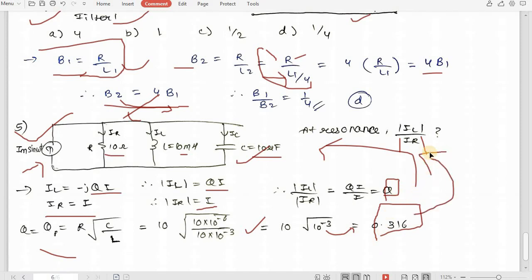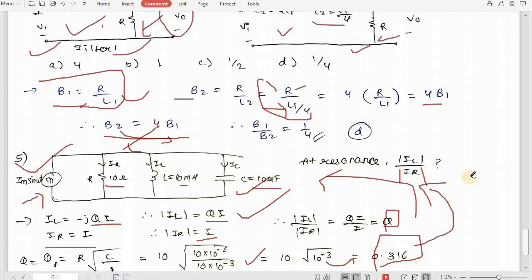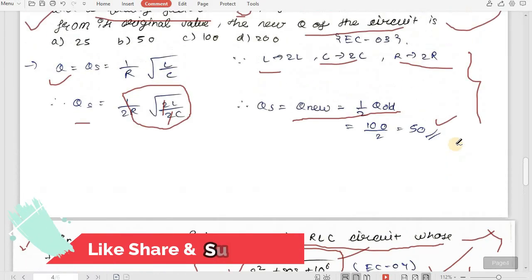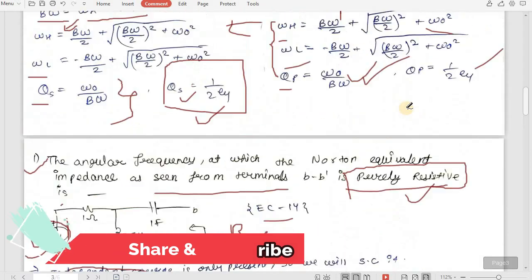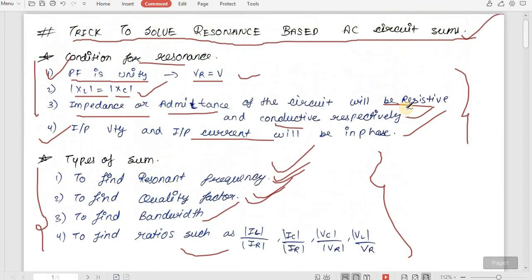We can get a similar type of sum where you will be given the series RLC network and you will be required to find mod of VL by VR, mod of VC by VR. You have to follow the same steps and you will get your answer very easily. So these were all 5 types of sums that have been asked in the GATE exam. Practice it and you will be master of it.